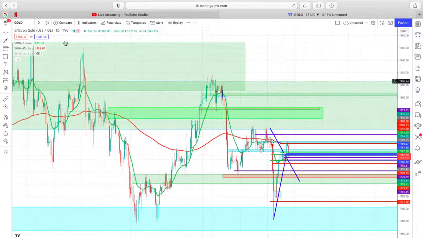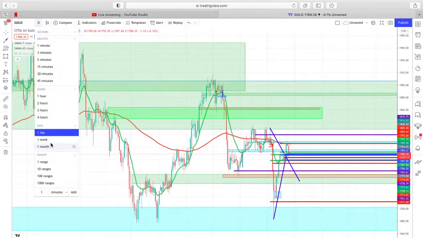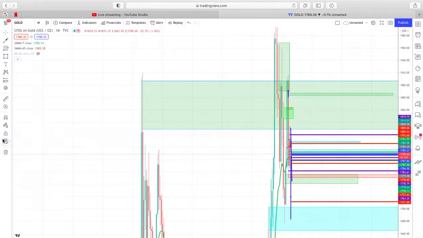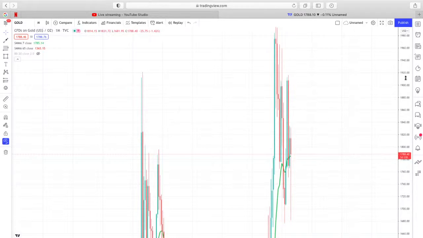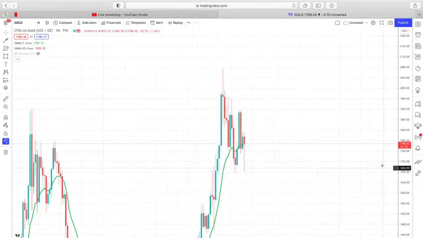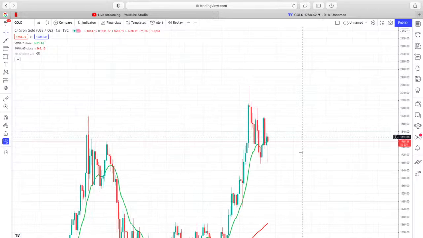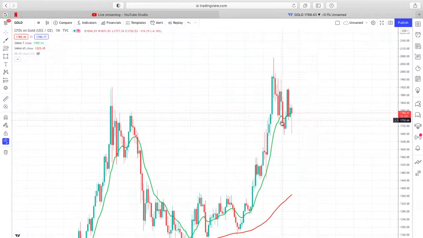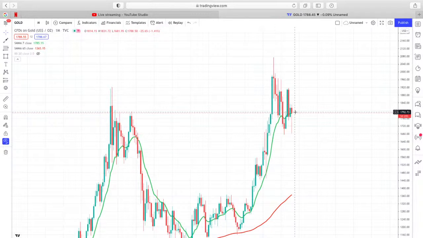So we're saying gold is going up. So let's look at our top-down analysis. Let's go to it, looking at it naked. The only thing we're looking at is the positioning of our moving averages, which is that the 7 is above the 65.